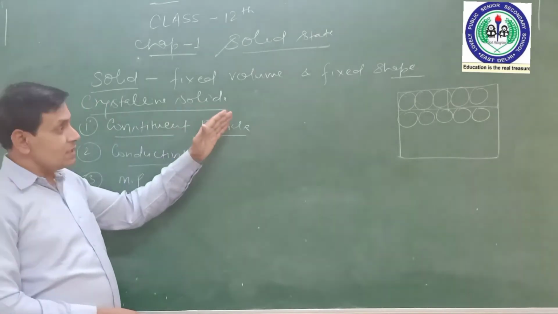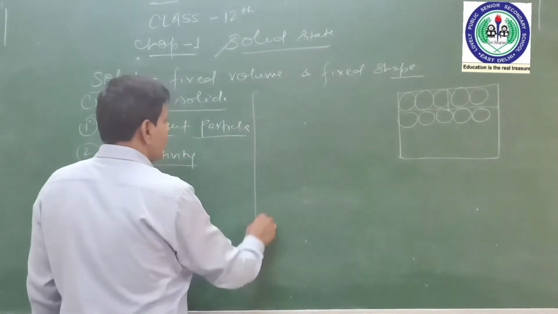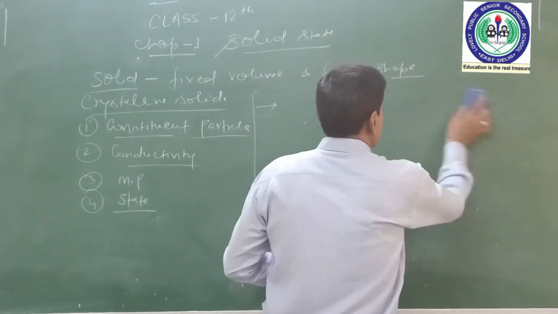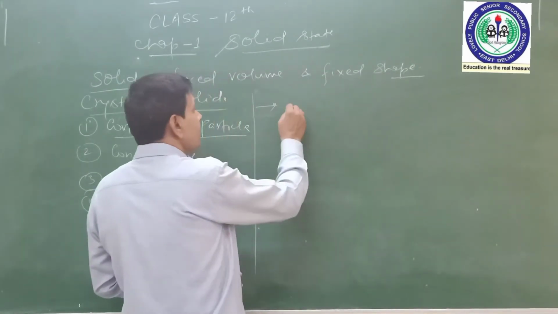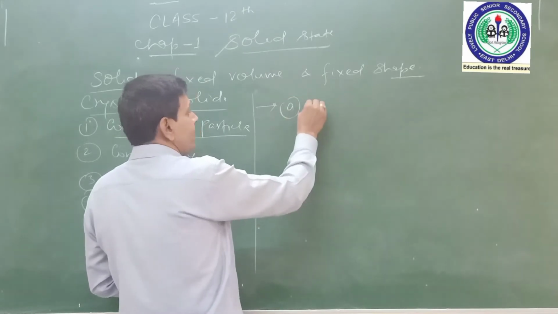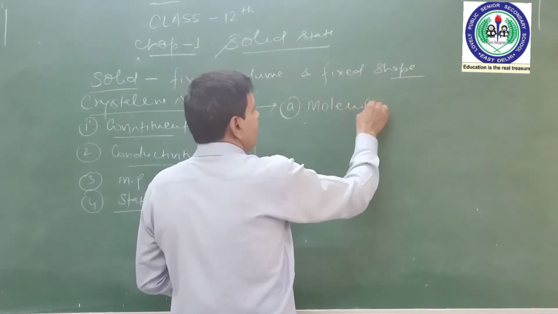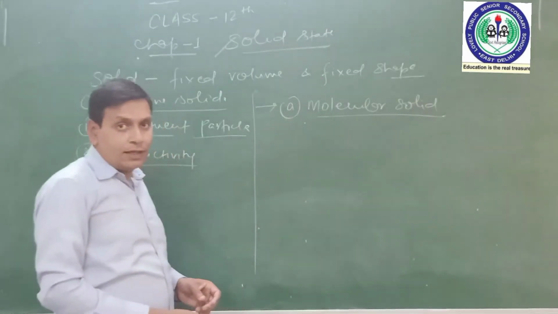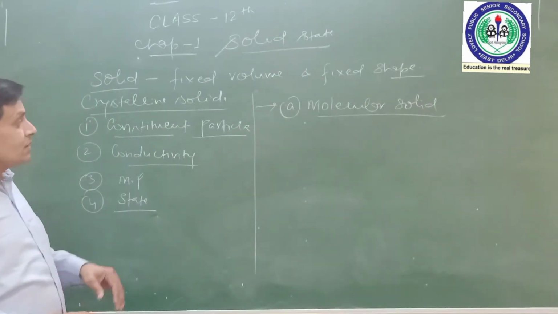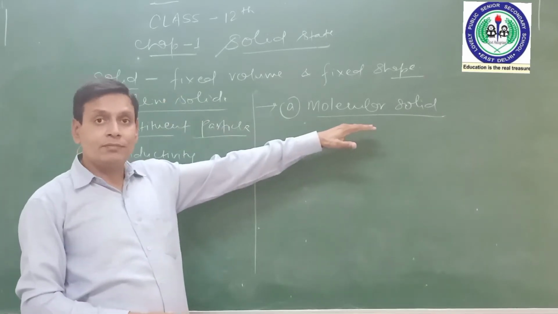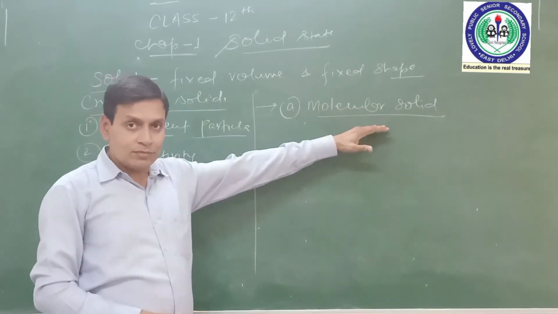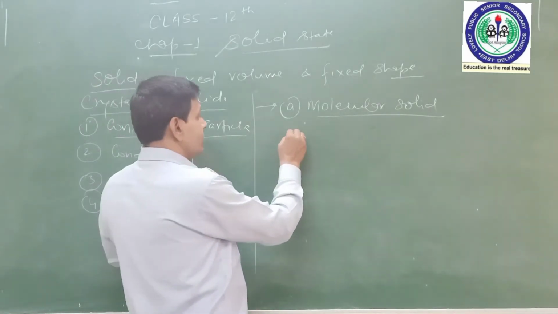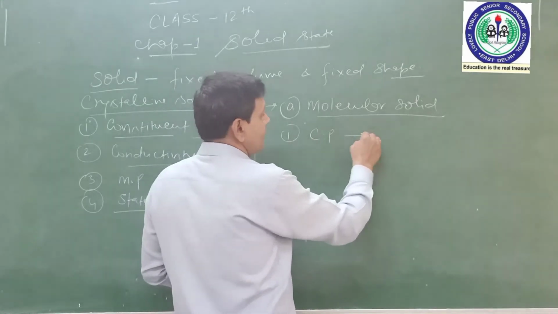There are different types of the crystalline solid. What are the different types? Now the classification. The first classification is molecular solid. What is a molecular solid? A molecular solid means a crystalline solid made by molecules. That means the first point, the constituent particle, will be the molecule.